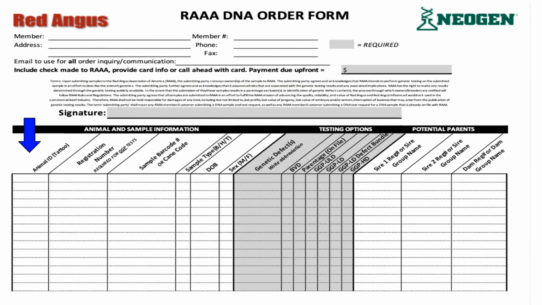Next over is going to be the registration number. So this again is required for all of our genomic tests. So the GGP testing, make sure you have it in there, double check it. If you need to look up the animal in the system, please take advantage of that.